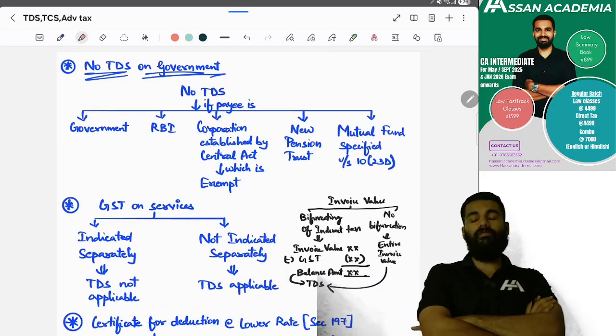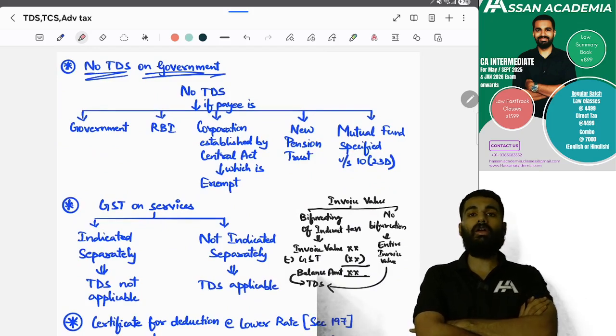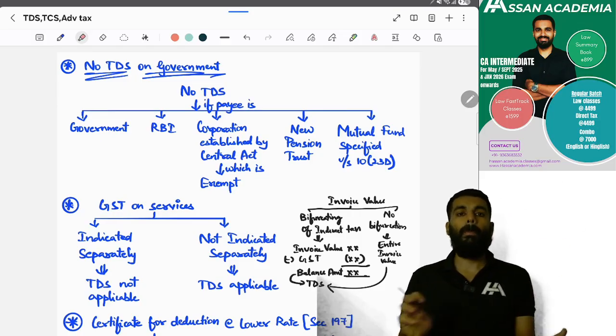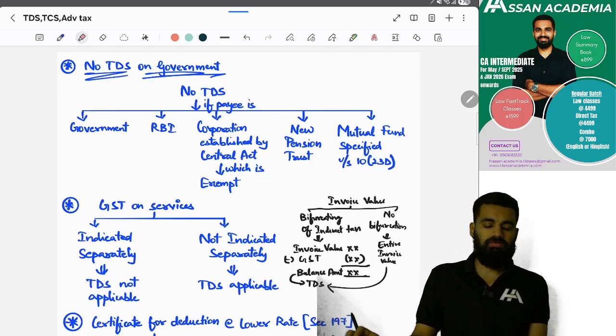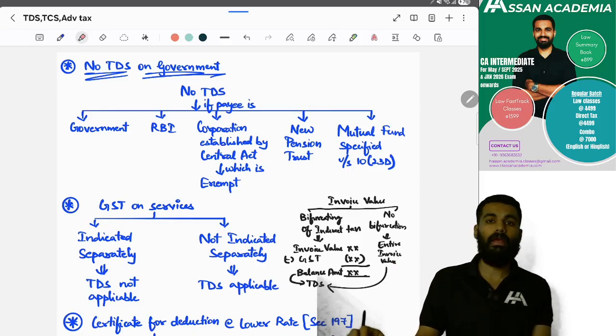Like this, we have seen TDS. We have seen for what kind of transactions TDS has to get deducted. Yes, no TDS if the payee is the government, the RBI, a new pension trust or a mutual fund.